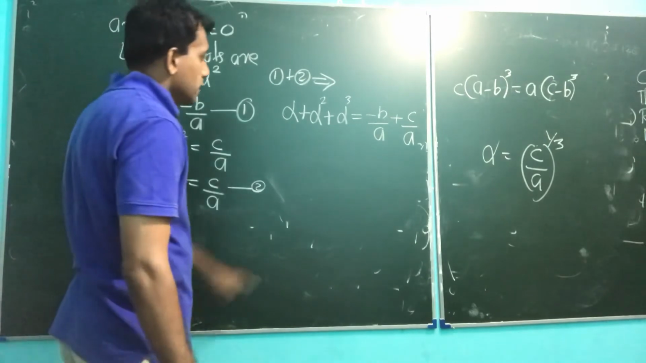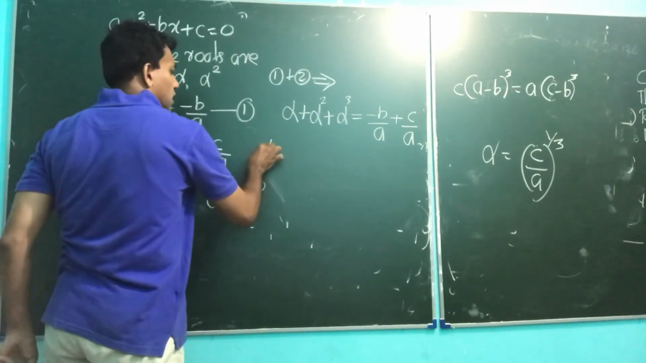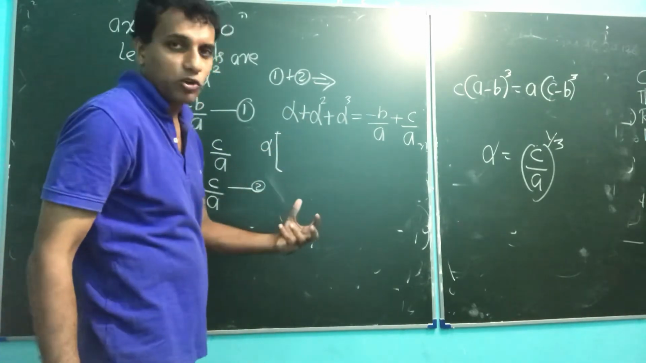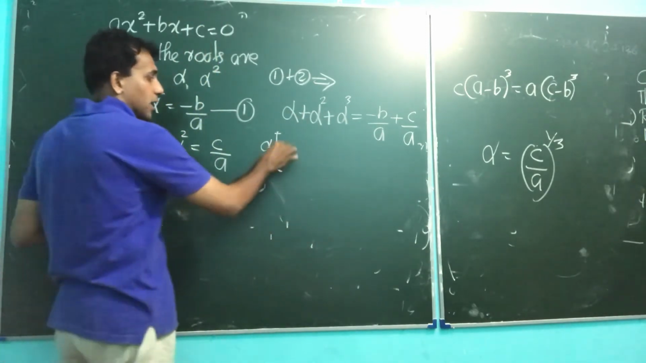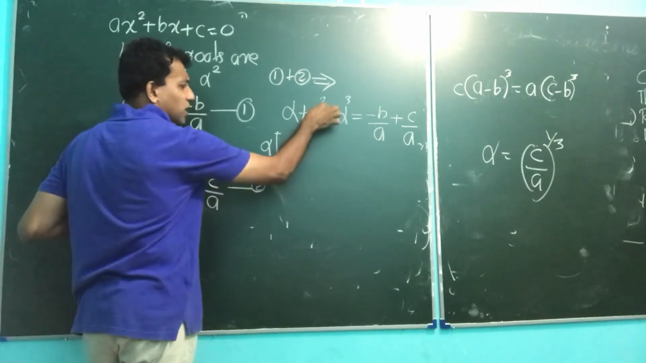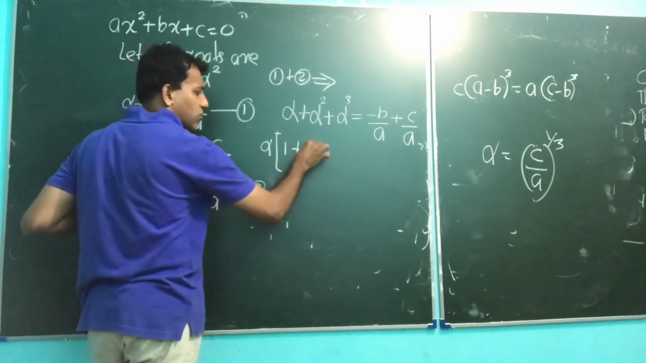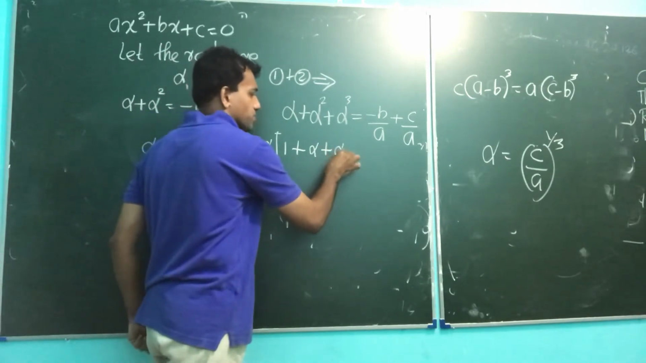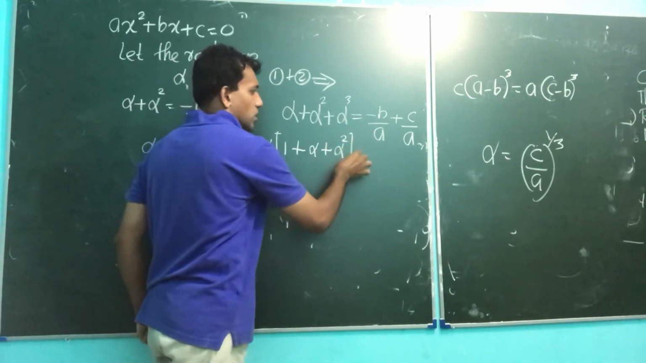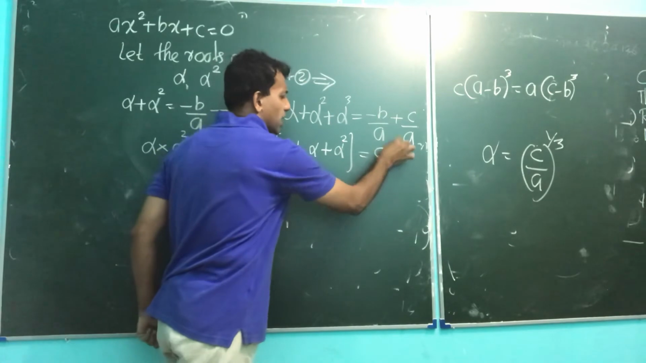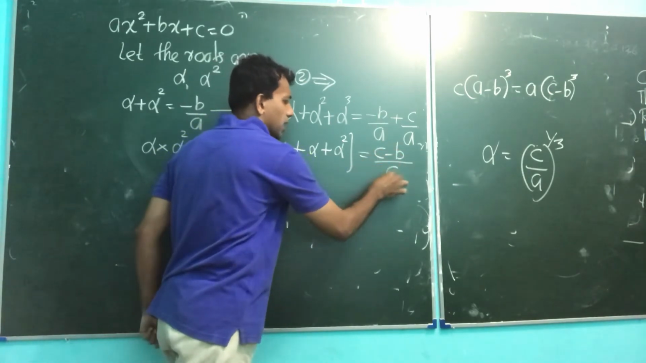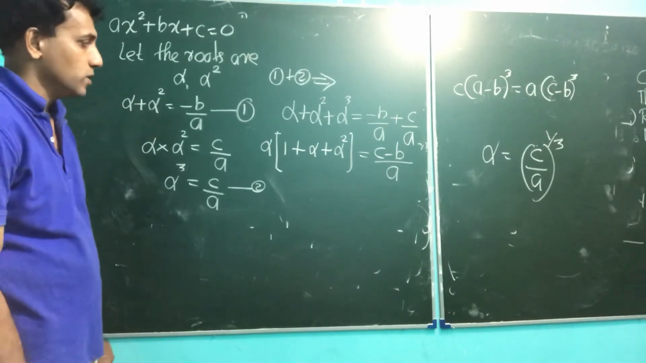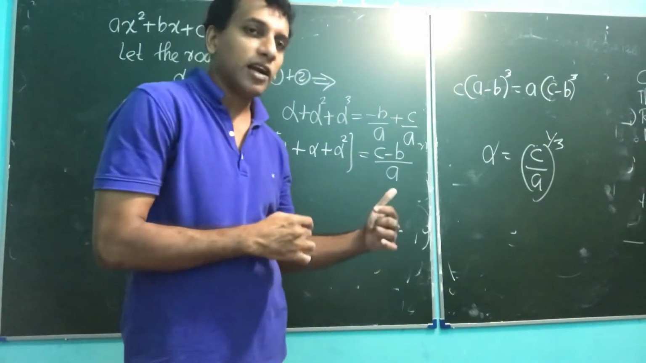Now see, take the alpha out. Factorization, common factor take out. Then here 1. Alpha square, alpha take out, 1 alpha. Alpha cube, alpha take out, alpha square. What is here? C minus B over A. C minus B over A. So I am going to find the alpha value now.